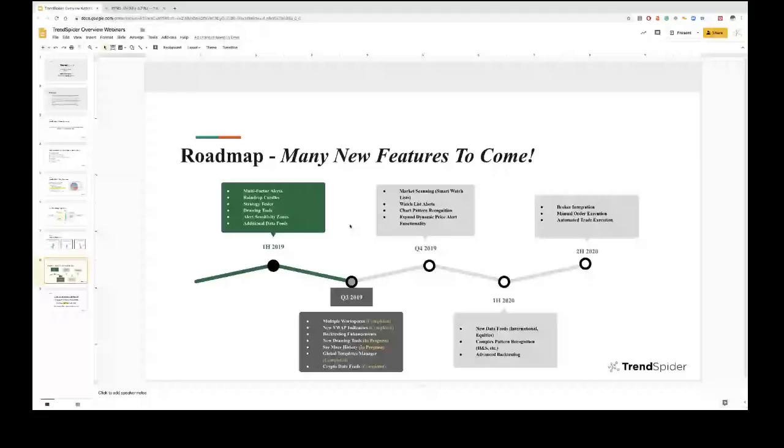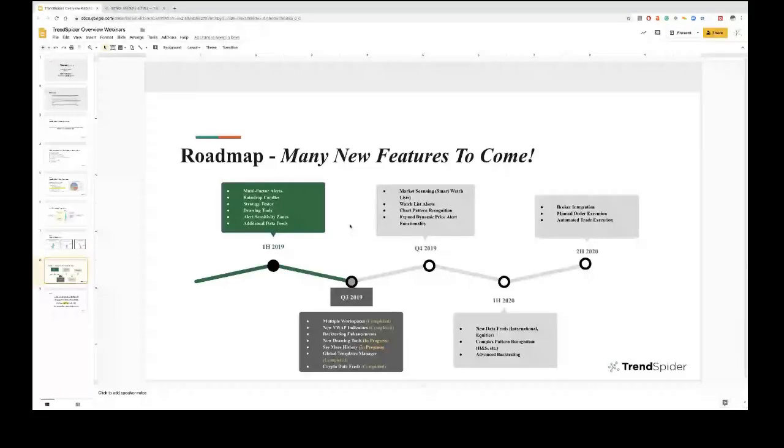In the first half of 2020, we're going to be expanding into new markets with international data, and even more complex pattern recognition, such as head and shoulders, inverse head and shoulders, cup and handles, that type of thing. More advanced backtesting, and then to make this really a fully all-in-one platform, we are going to make it where you can integrate your brokerage data in here and actually trade off of these alerts, if the price action touches the lower trend line support.